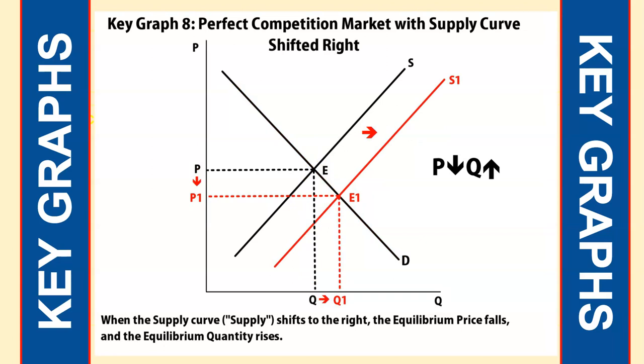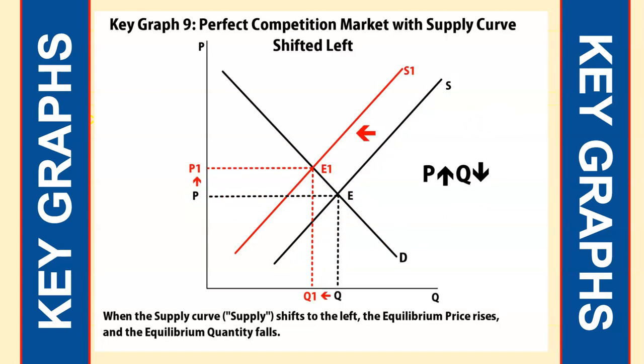Let's look at supply then. In key graph 8, we have a supply curve shifting to the right from S to S1, demand moving along the curve, leading to a lower price level. Again, technology is changing our lives. It's leading us to produce more quantity and to do it at a lower price. So price is falling, quantity is increasing due to this shift in supply, and again, demand moves along the curve.